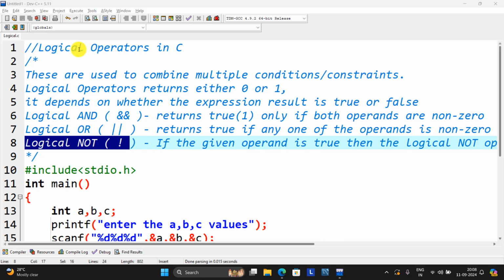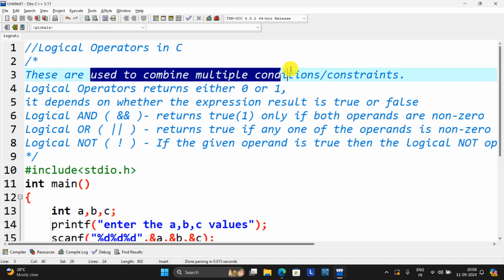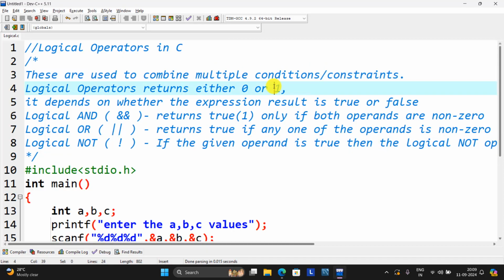Hello all. Previously we have seen arithmetic and relational operators in C programming. Now in this video we will see logical operators in C programming. Logical operators are used to combine multiple conditions. So if the conditions are true, it will return 1. If the conditions are false, it will return 0.